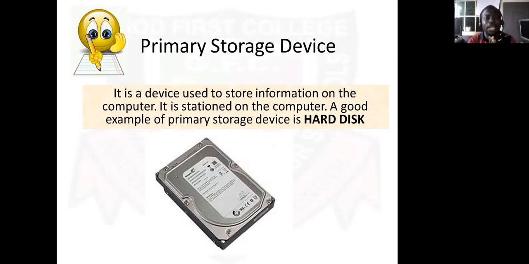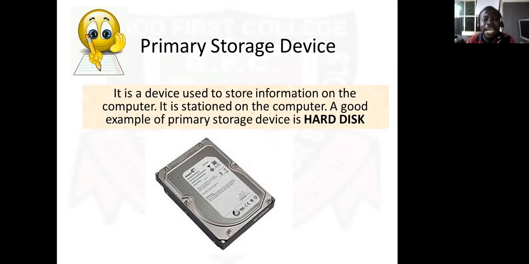Okay, now, let me run through the notes I have here for you. The hard disk is a device used to store information on the computer. It is stationed inside the computer. You understand? A good example of this primary storage device is the hard disk. Do you understand?